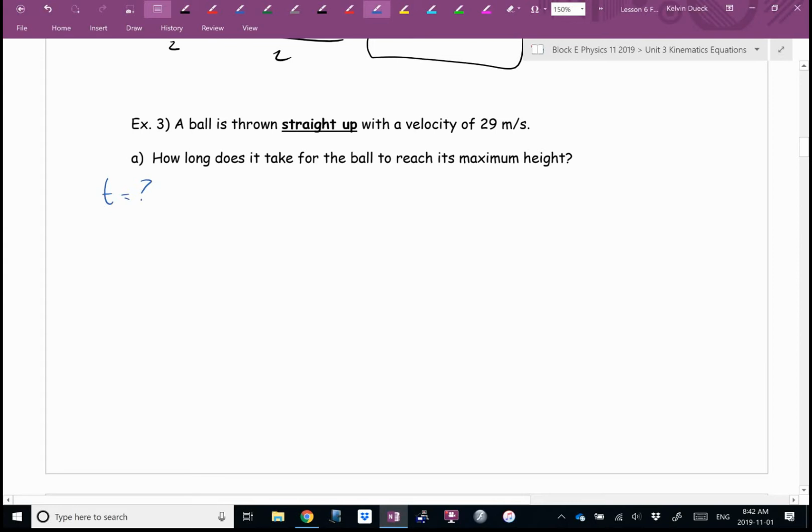What's that 29? Well, velocity? Initial or final? Okay. I need three things. That's only one thing. Boy. Oh, what's the acceleration? Not positive.